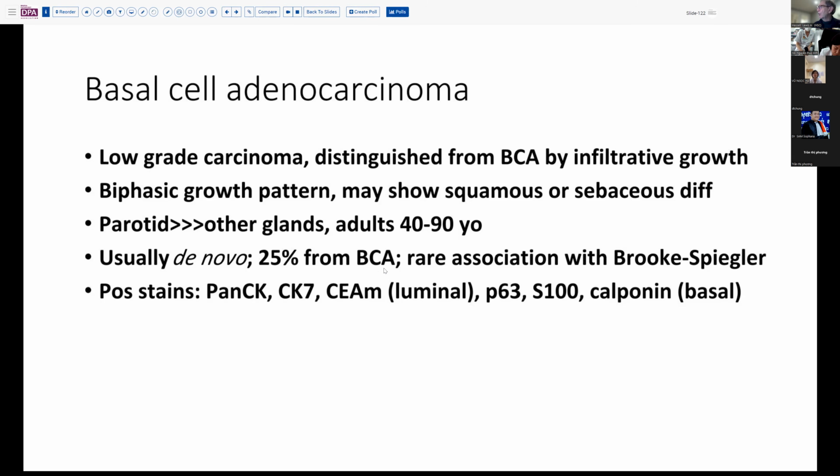and explored. Now, there is a sort of syndrome that's associated with this tumor, and I won't go into that because that's a little bit beyond what we want to talk about tonight. And for immunohistochemistry, cytokeratins, luminal monoclonal CEA, and some myoepithelial type markers like P63 or S100, and calponin on the more basal type cells.